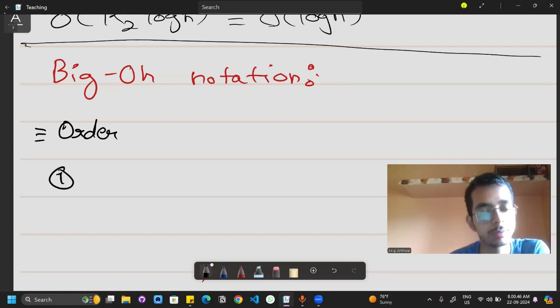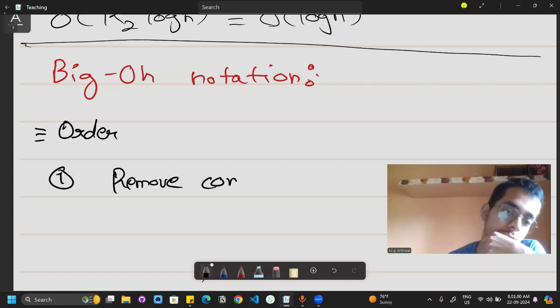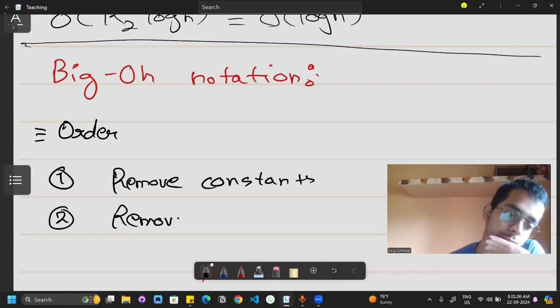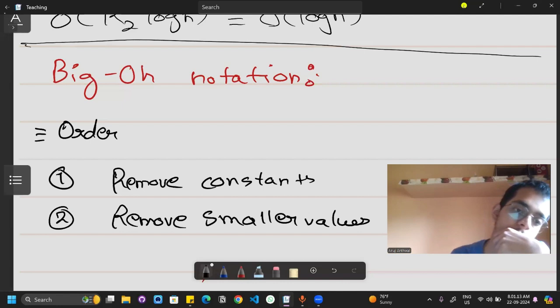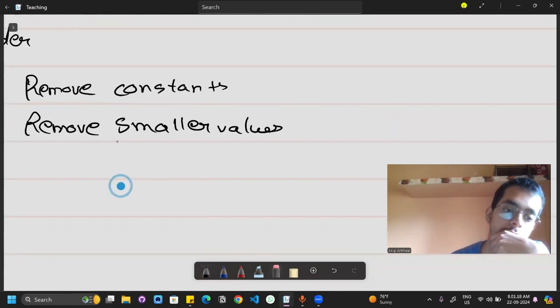So that's the first one. When calculating the order or the time complexity of an algorithm in Big O notation, you are going to remove constants. Second, remove smaller values. Let's say an example here.